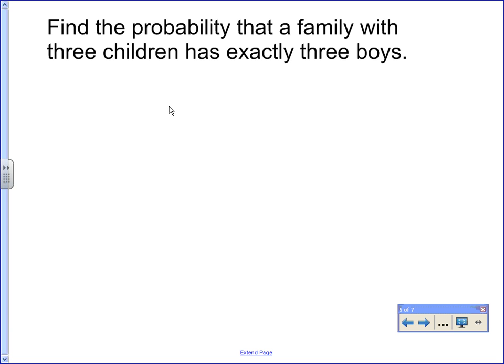This one is a little bit complicated for a lot of kids. Find the probability that a family with 3 children has exactly 3 boys. Well, the deal is that this is 3 separate events, not just 2. But compound probability can mean 3 events or 20 events or a million events or whatever. So each event has the same probability in this case. The probability of having a male child is 1/2. This is the first kid. Second kid, it's 1/2. Third kid, it's 1/2.